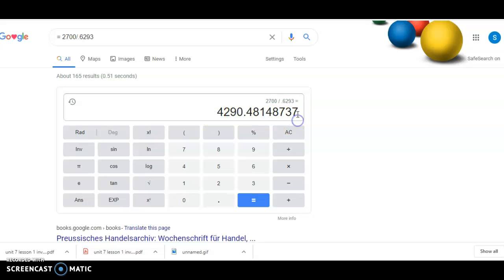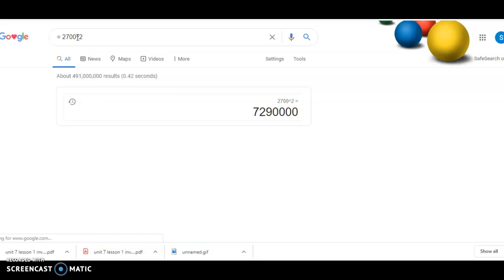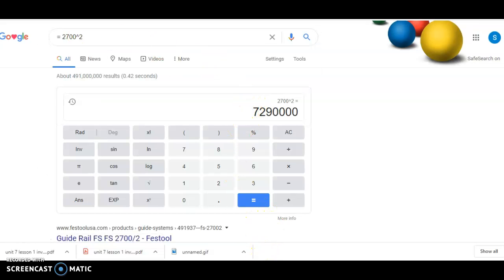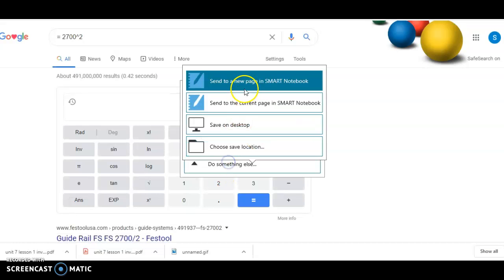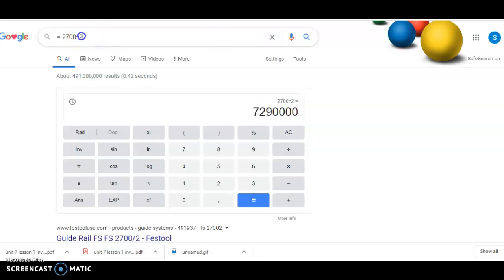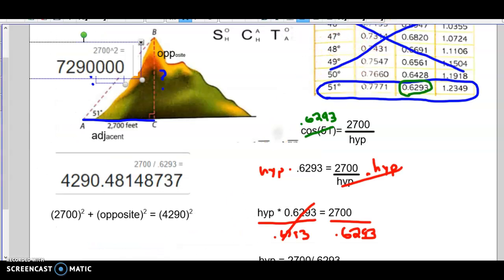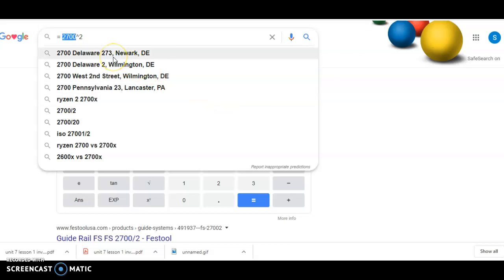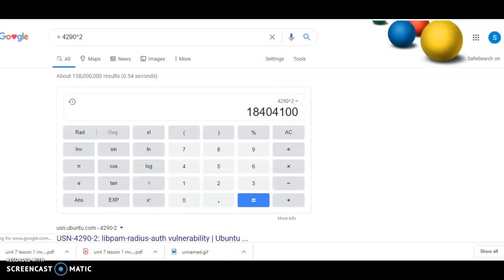So let's just do some math in here. Let's see if that'll work. Okay, so let's put this number down on our paper, or else you guys are like, where's that number coming from? All right, send it to current page. And then the other number we had was what, 4290? Okay, so 4290. Good thing I wasn't searching for anything inappropriate here. Okay, 4290, and that would be our other answer.